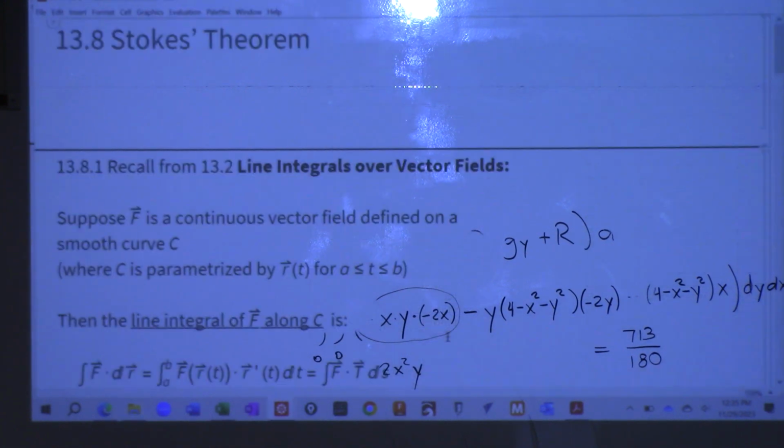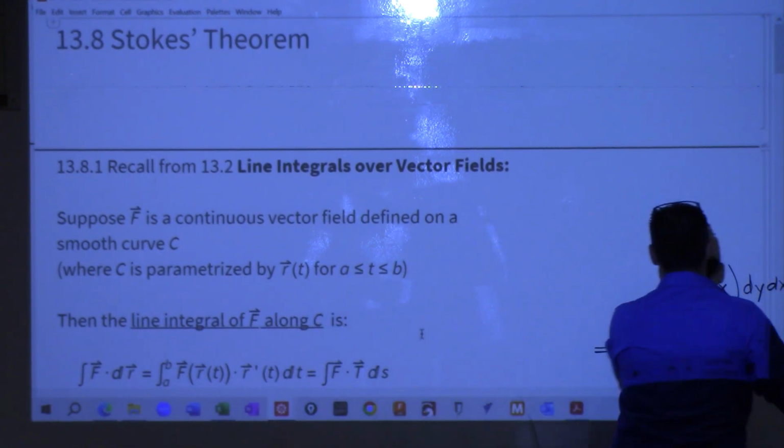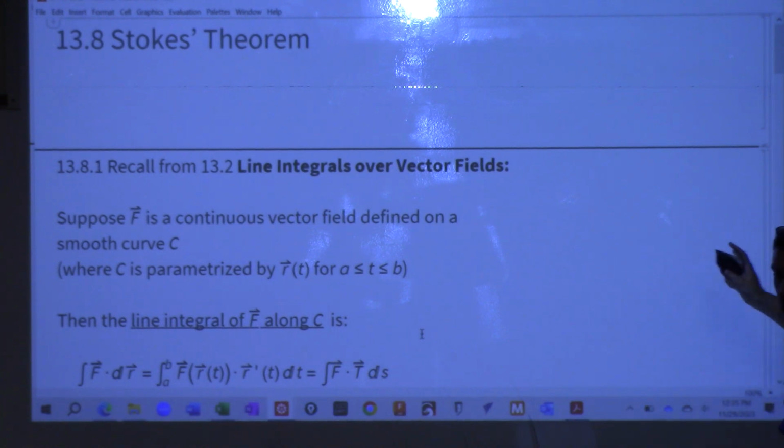Then we go to 13.8. Okay? Let's look at this because I want you to know what I'm going to try and achieve the next week. All right? We've got two more examples to do in 13.7. Two more. And then we come back, and what we do is we talk about something called Stokes' theorem.